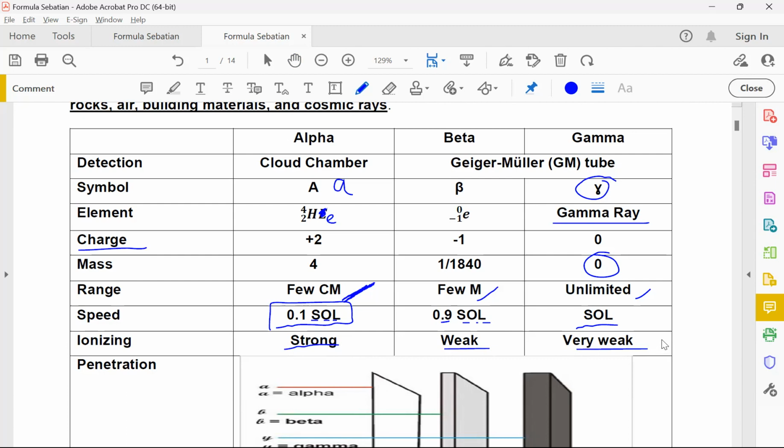Okay, don't copy first. I'll give you time to copy. Speed of light. This one is traveling at the speed of light, which is 3 times 10 to the power of 8. This one is 90% the speed of light, this is 10% the speed of light.